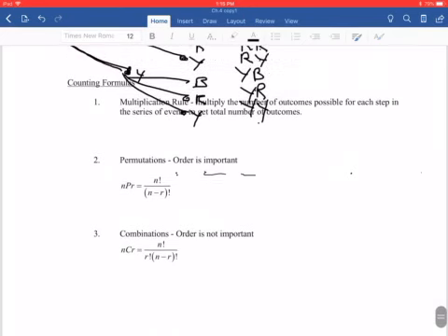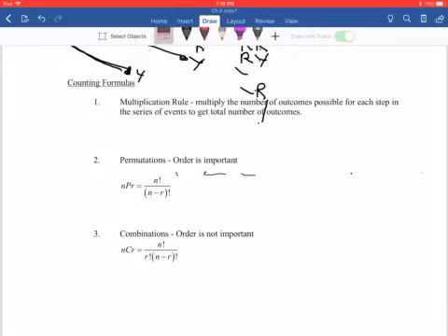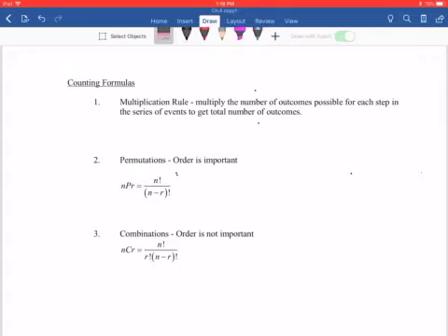Okay, some of the counting formulas then, we have what's called the multiplication rule. And then we also have what are called permutations and combinations. And I'll do another one to talk about.